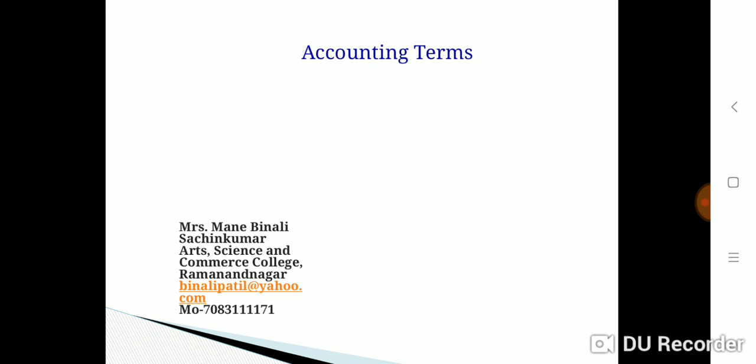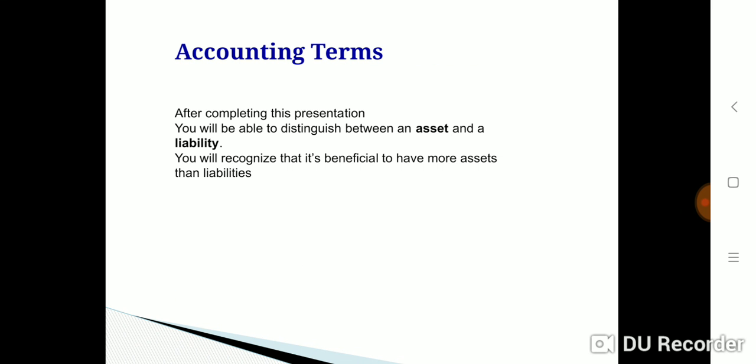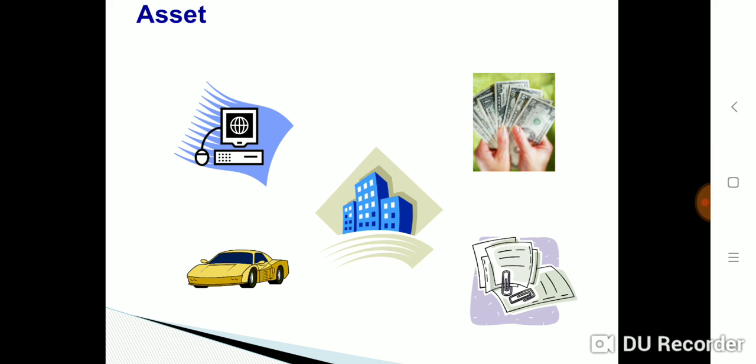Today we will discuss two important accounting terms which are mostly important for any business organization. After completing this presentation, you will be able to distinguish between assets and liabilities. I will tell you about these two important terms.